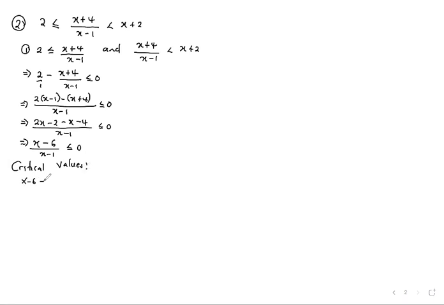X minus 6 is equal to 0, implying that x is equal to 6. X minus 1 is equal to 0, implying that x is equal to 1. Table: 1 is the smallest, 6 the biggest. 0 the other side. 7 here. X minus 6, x minus 1, x minus 6 over x minus 1.